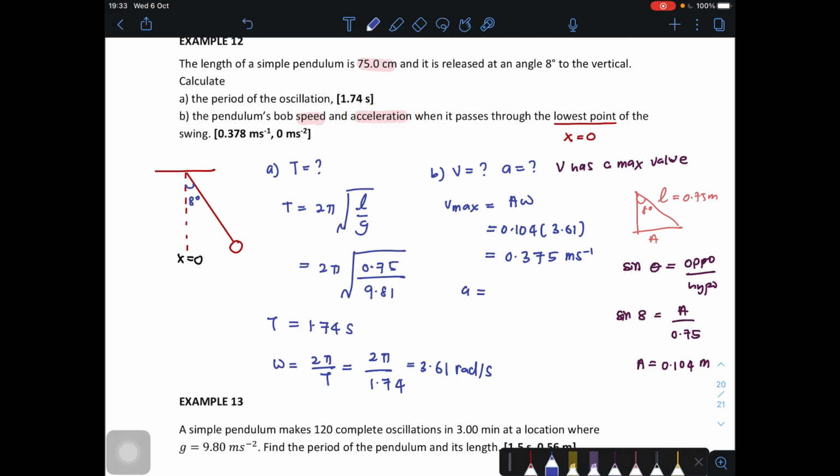Okay, and the next one we want to find the acceleration. So acceleration is equal to negative omega squared x. So substitute negative 3.61 squared, and then x is equal to 0, so you will get 0. Okay, because it asks for the lowest point. So when you substitute, you will get 0.